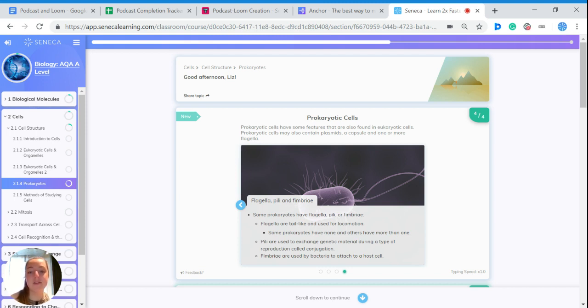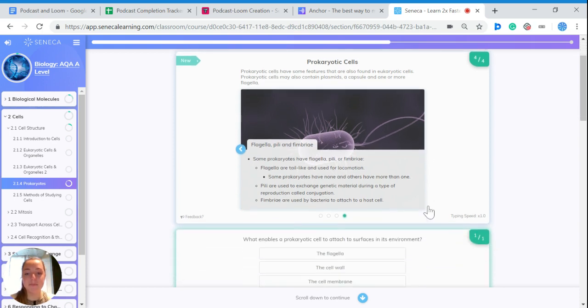Pili are used to exchange genetic material during a type of reproduction called conjugation. I guess these look like kind of little hairs coming out of the bacteria. Fimbriae are used by bacteria to attach to a host cell. So these are all things which are on the outside of a prokaryote.